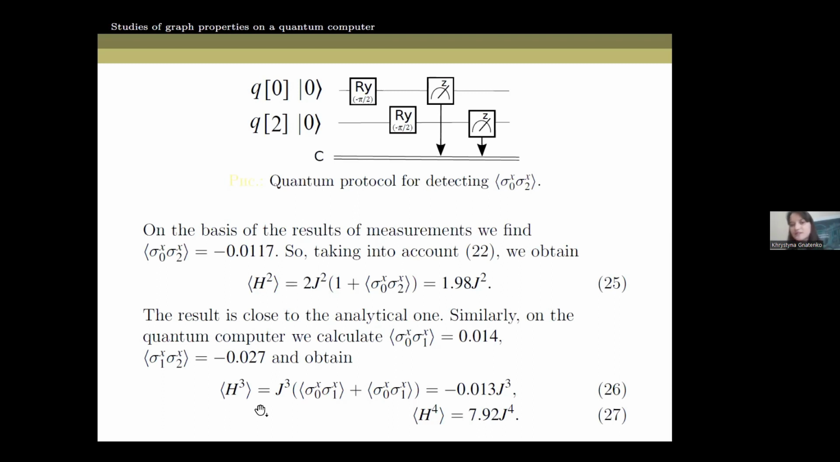And similarly, we can calculate the mean value of H to the third power and H to the fourth power. So we have also these results. And on the basis of these calculations, we can detect the number of triangles, squares, and edges in a graph. Of course, if you have such a simple graph, it's very easy to say that we have no triangles, we have no squares, and the number of edges is two. But this example is to test this algorithm on real quantum devices.